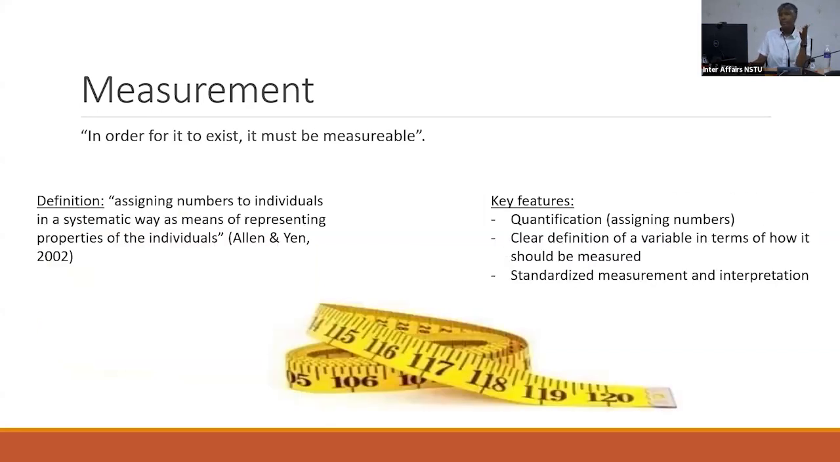So key features of measurement relate to quantification, that is, the ability to assign numbers to that variable in a way that these numbers are meaningful, clearly defined in the variable in terms of how it should be measured, and then the development of standardized measurements of that variable and ways of interpreting the results from that variable.